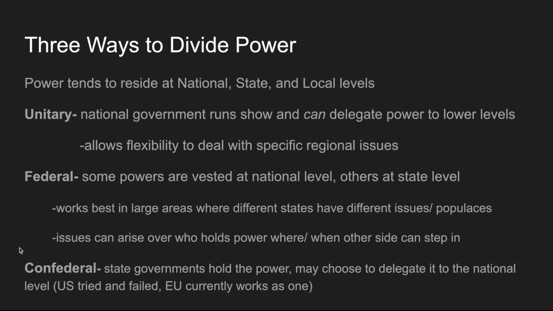I'll give you guys a guess what confederal is. Spot the trend here. In a confederal government, state governments are going to hold all of the power. Think back to last year with the Articles of Confederation. They can choose to delegate power to the national level. The US tried this under the Articles of Confederation. It was an unmitigated disaster because the federal government didn't have the power to collect taxes, despite the fact that they had to collect taxes to pay off US debts and pay for an army. US tried this and failed.